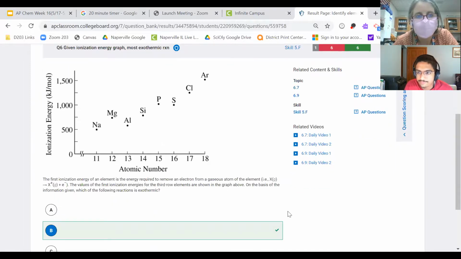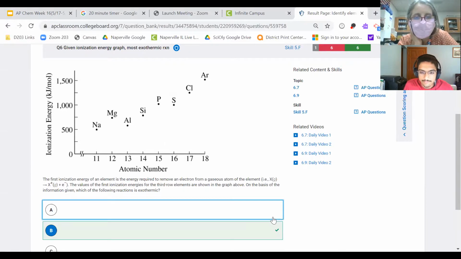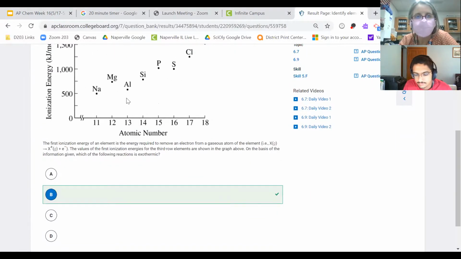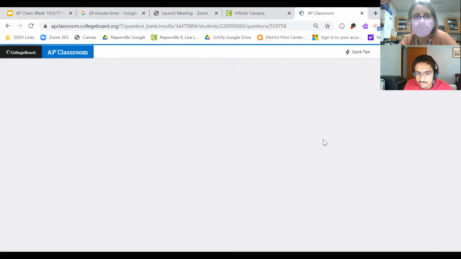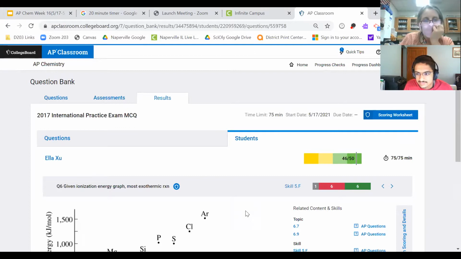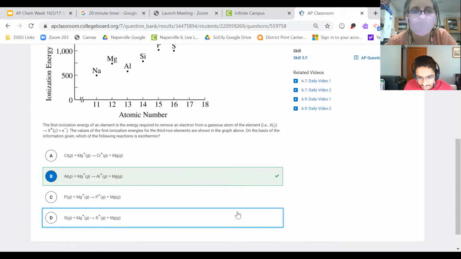It is asking first ionization energy, the energy required to remove an electron. Values for the first ionization energy for the third row elements are shown in the graph above. Okay, so I think there's a glitch. Hold on a second. Let's see if it'll populate. Okay, there are the answers. It wasn't populating the answers. So it's asking which of the following reactions is exothermic.